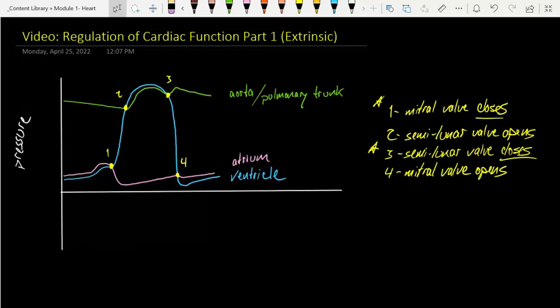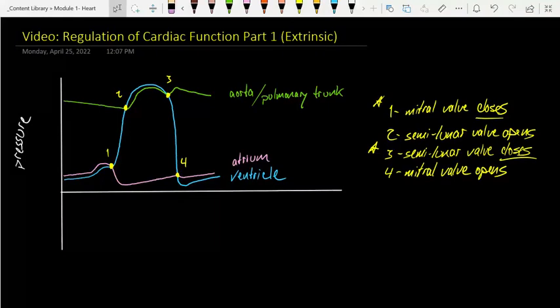And we've got these labeled 1, 2, 3, and 4. We see at point 1, the mitral valve closes. Point 2, the semilunar valve opens. Point 3, the semilunar valve closes. Point 4, the mitral valve opens. And then we also recognize that whenever a door closes, that's something we can actually hear with auscultation. So at point 1, we have our first heart sound. Point 3, we have our second heart sound.